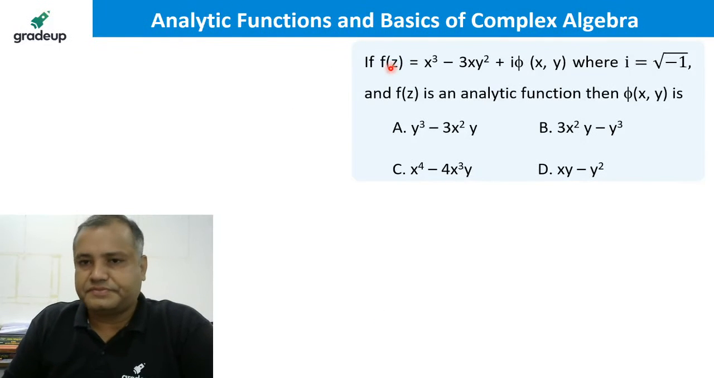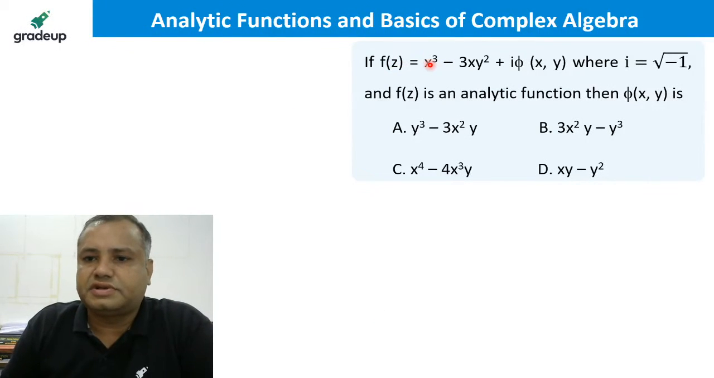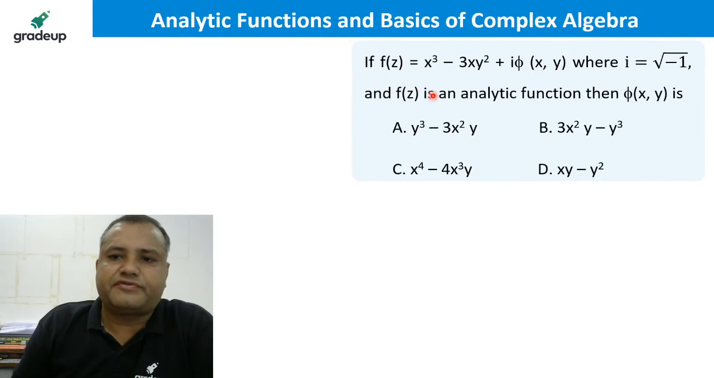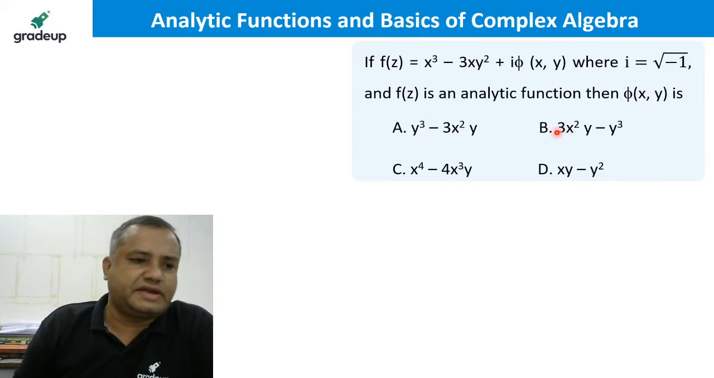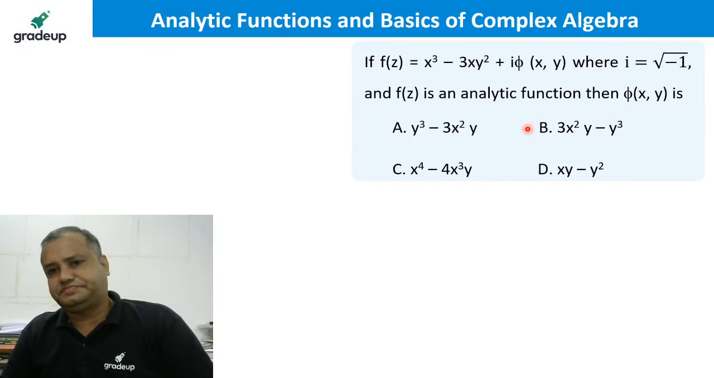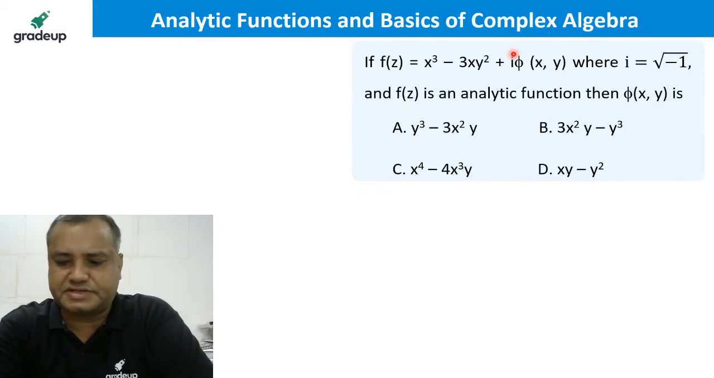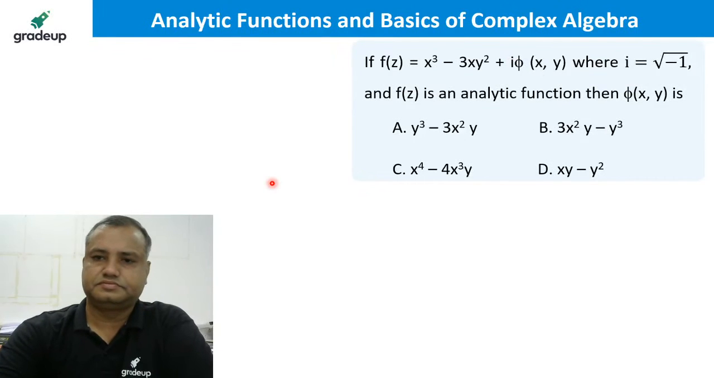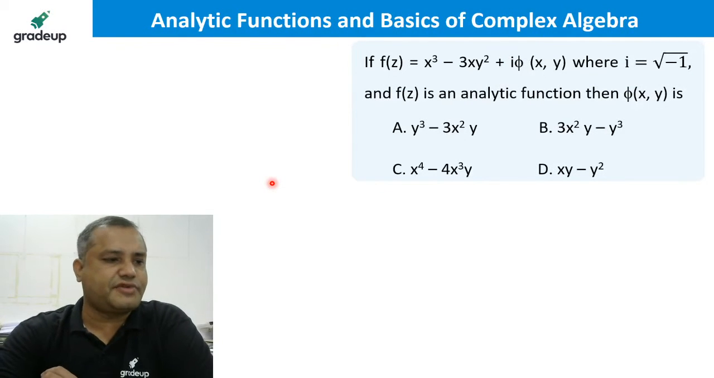Now here f of z equals x cubed minus 3xy squared plus i 5xy. f of z is an analytic function. You have to find out 5xy, similar to the previous question. Take the screenshot, we'll move to the next. You can try it. Just v is replaced by the notation 5. Otherwise the process will remain the same.